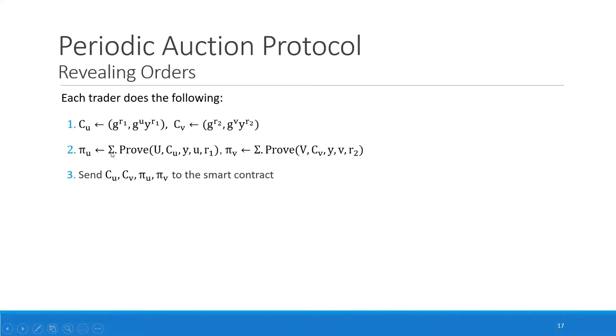Then the trader will utilize a Sigma protocol to prove that this ciphertext CU is consistent with the commitment for the unit price, and also that the ciphertext for the volume is consistent with the volume commitment. Finally, the trader is going to send the ciphertexts, CU and CV, along with the consistency proofs. So the smart contract will verify these proofs to ensure that the bidder or the seller is not sending an incorrect reveal to the operator.